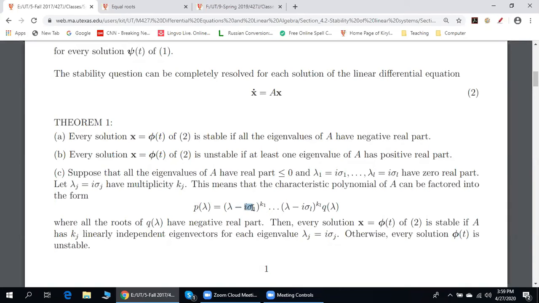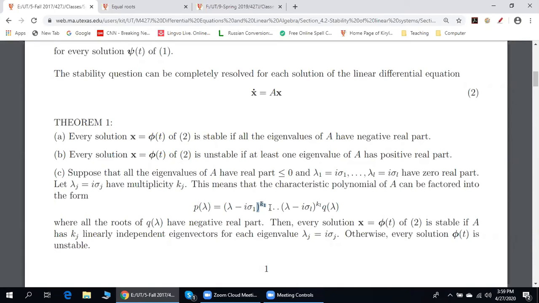Indeed, since here we have just i times sigma 1, our real part is equal to 0, because a complex number can be written as alpha plus beta i. Here we have only beta i, there is no alpha. The real part is equal to 0. Find multiplicities of all such numbers. Then find dimensions of the corresponding eigenspaces.